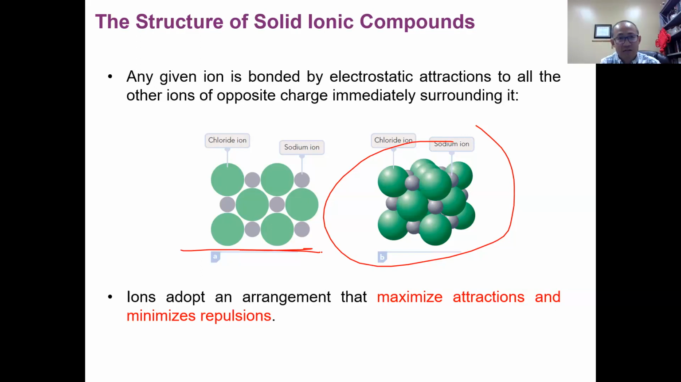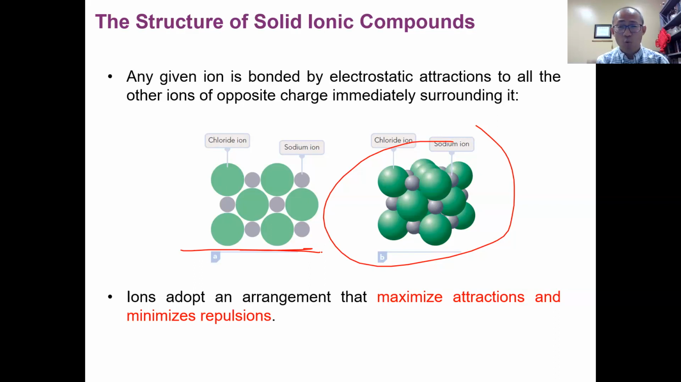And because of that, the ions can stack together in a very nice way to maximize the attraction and minimize the repulsion. And also because of that, you notice that in ionic structure, there's no individual molecules existing. You have a huge network with trillions, billions of trillions of ions stacking together.